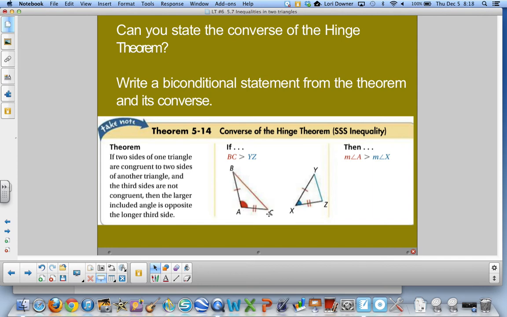So this is saying if BC is greater than YZ, then I know that this angle, A, is greater than the angle X. So I've got two sides of one congruent to two sides of the other. The third sides are not congruent, but I know that the longer side will have the larger angle across from it. Pause this movie, add this to your purple sheets, press play when you're finished.